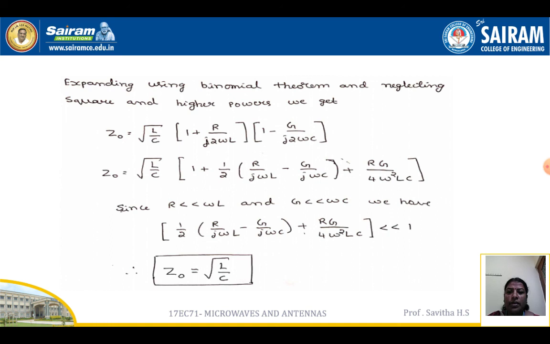So square root of L by C times (1 plus 1 by 2 (r by j omega L minus g by j omega C) plus rg by 4 omega square LC). Neglecting the higher order terms and the rg terms also, since the term in the bracket is very much less than 1, therefore z naught is equal to square root of L by C.